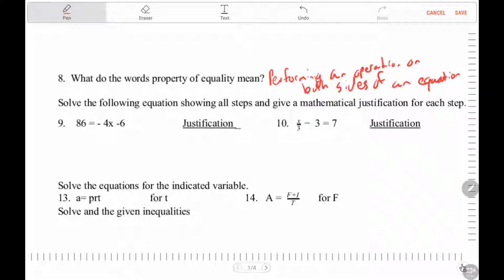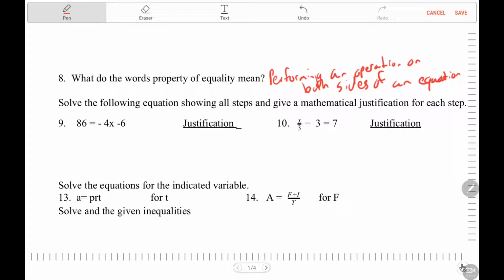Now, 9, you're going to have some justification steps, so just remember, this is addition property of equality, and if you don't put that, it will be wrong. So 92 equals negative 4x. The way you get rid of it when it's side by side, it's multiplication, so get rid of it with division. So we just did division property of equality.